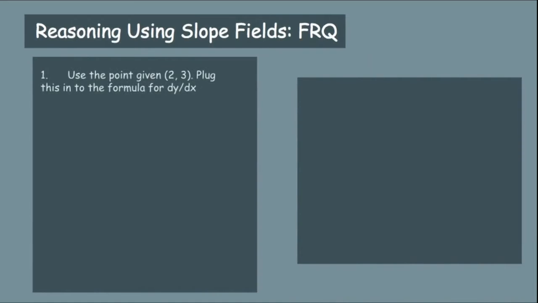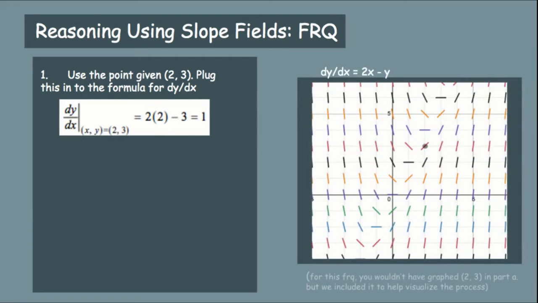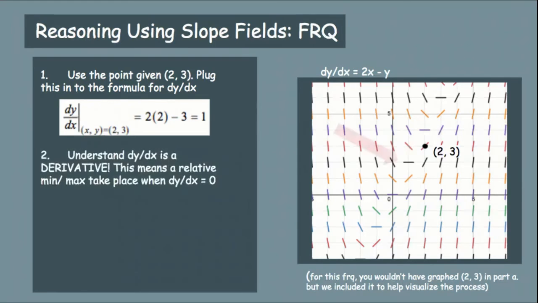So starting off, we're going to use the point that was given, which was 2, 3, and we're going to plug this into the formula for dy dx. And when you plug those numbers in, you get 1. So here's a slope field for dy dx equals 2x minus y. And I did want to note that for this FRQ, you wouldn't have graphed 2, 3 in part A, which was the sketching portion of the question. But I wanted to include it just to help you visualize the slopes at this point and visualize the process.